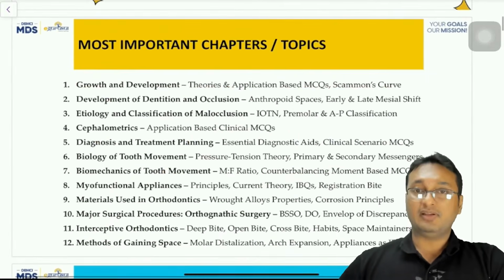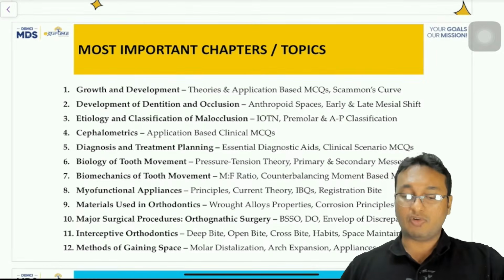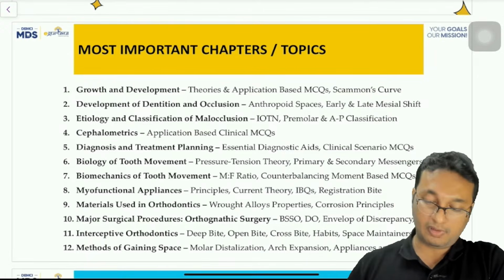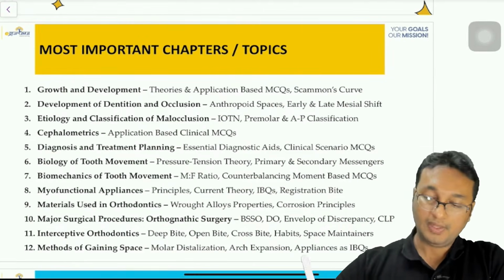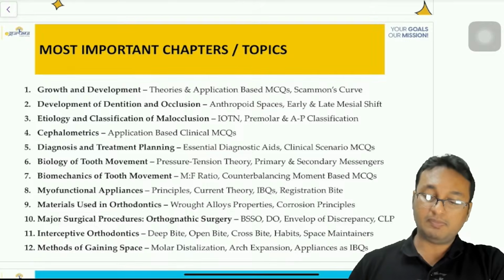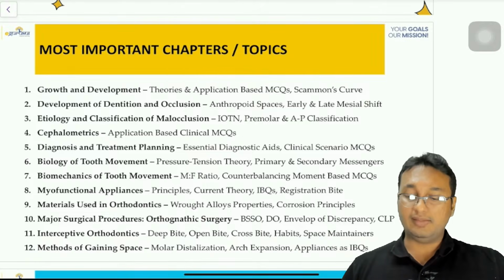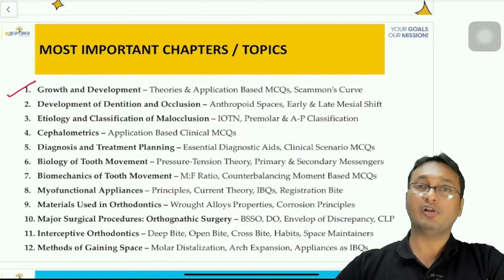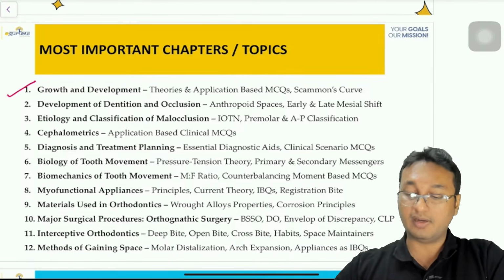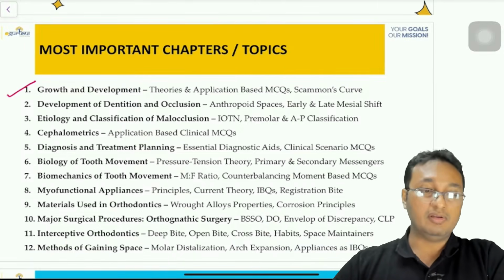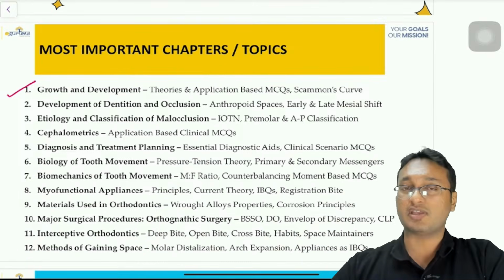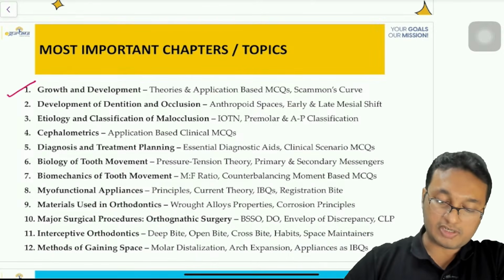So before starting with the questions, I just want you to know what are the most important chapters and topics out of which the maximum number of questions are expected. From growth and development, we have theories and application based MCQs, specifically the Scammon's growth curve, the cephalic gradient of growth. From development of dentition and occlusion chapter, you have anthropoid spaces, early and late mesial shift, questions on leeway space of Nance, questions on dental age, which can be identified from OPG, questions like that.